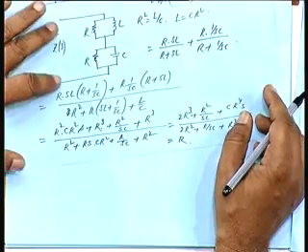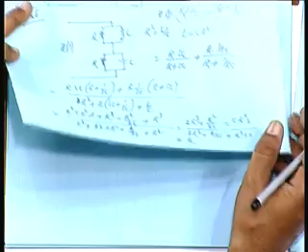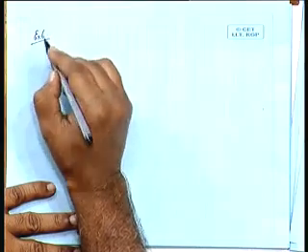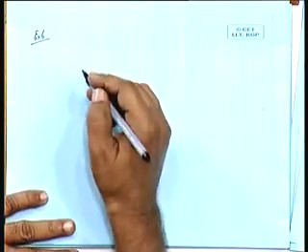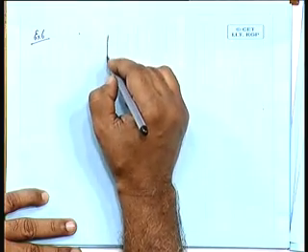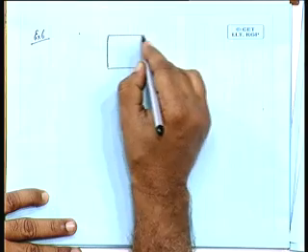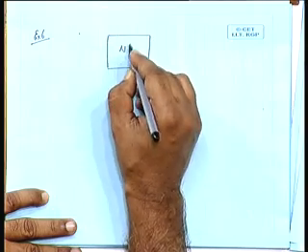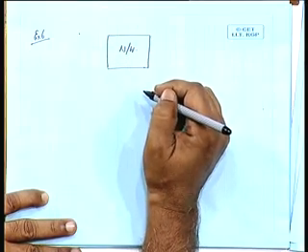How do you find out this network? Then another problem, we have a network which is to be identified.